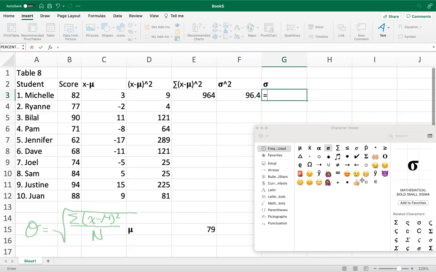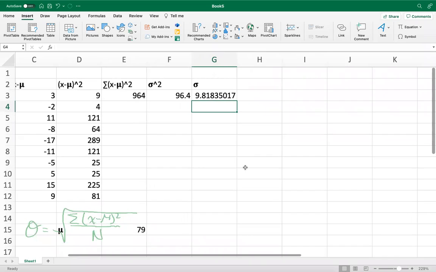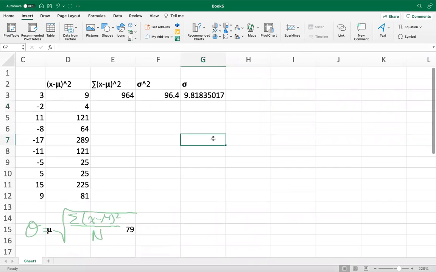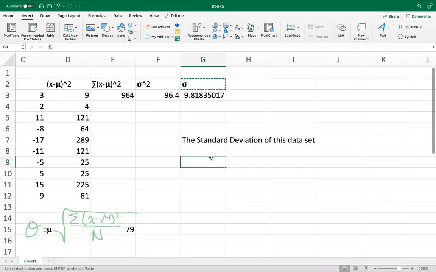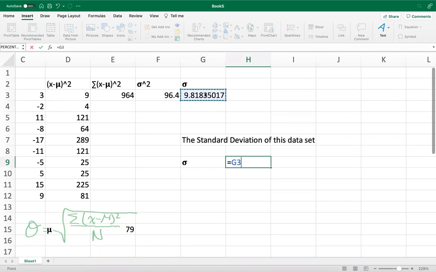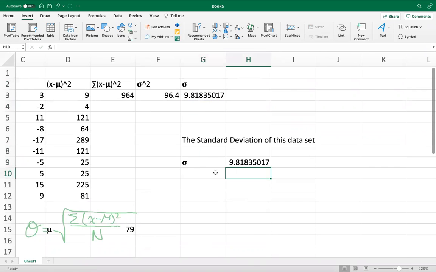So equal to square root, SQRT, of this value here. And now we have our standard deviation. So now we could come over here and say the standard deviation of this data set, its sigma, is equal to this value here. And there we go. That's it.